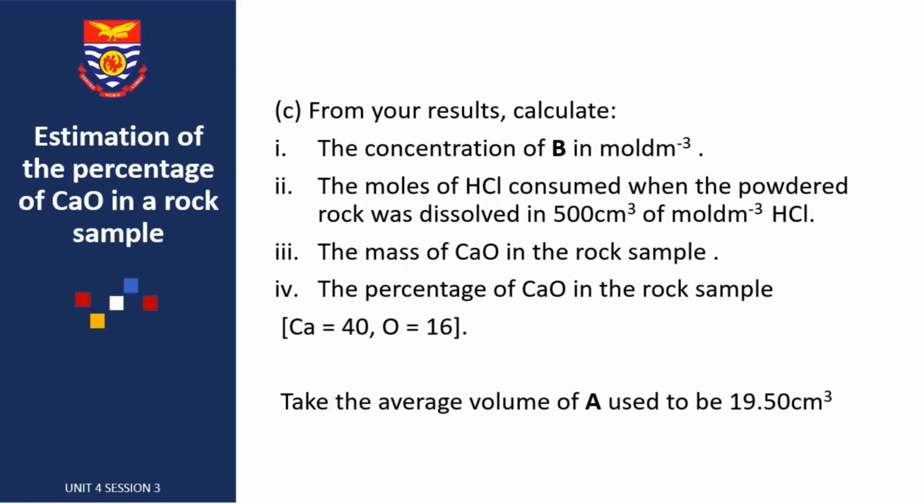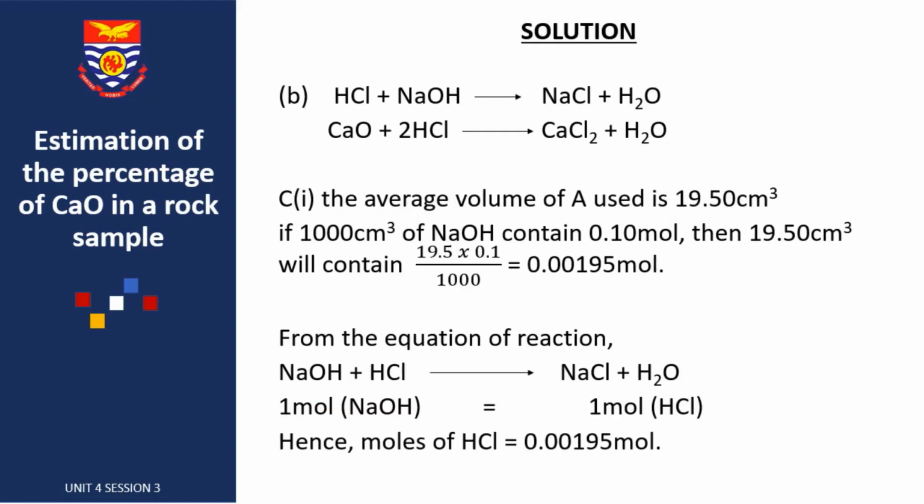A is the base. So we start the question answering by writing our equations. We have an equation between the sodium hydroxide and the hydrochloric acid, that gives us salt and water. And then the calcium oxide in the rock sample and the HCl, that also gives us calcium chloride and water. So for the C part, we now go to the sodium hydroxide and interpret its concentration. It is 0.1 mol per dm cubed. 1 dm cubed is 1000 cubic centimeters.